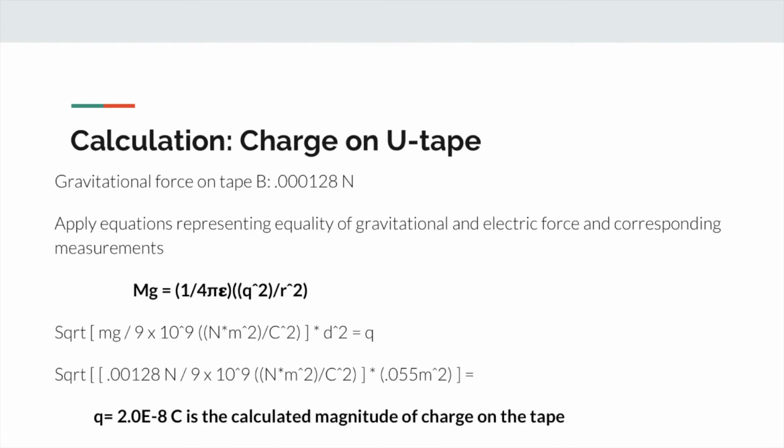To calculate the charge on the U-tape, we could apply the equations representing the equality of gravitational and electric force that we showed on the prior page and plug in the measurements that I found for the system setup. Isolating and solving for Q provides an answer of 2.0 times 10 to the negative 8 coulombs as a calculated magnitude of charge on the tape.